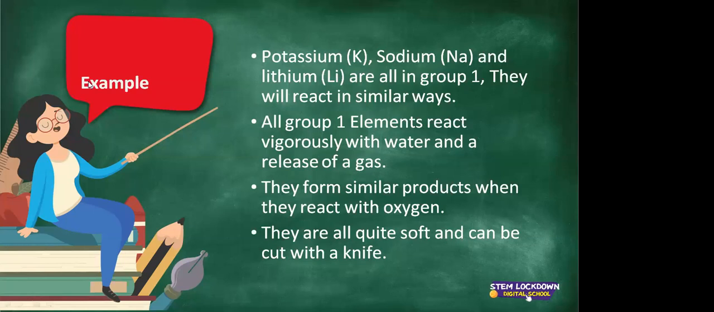They form similar products when they react with oxygen. So when they react with oxygen, we will get the same products, grade 9, because we said the behavior is similar. So whatever the byproduct is, it will be similar. They are all quite soft and can be cut with a knife.